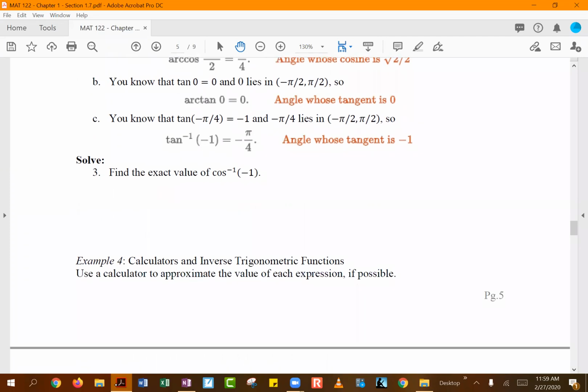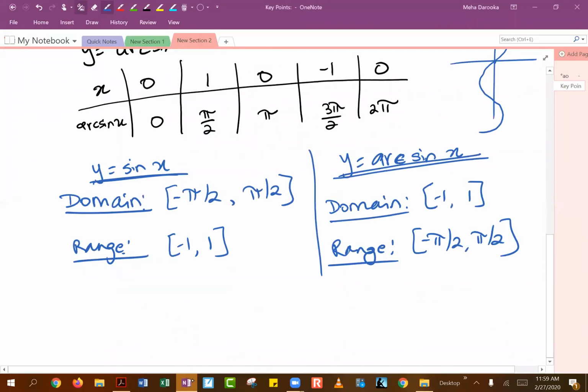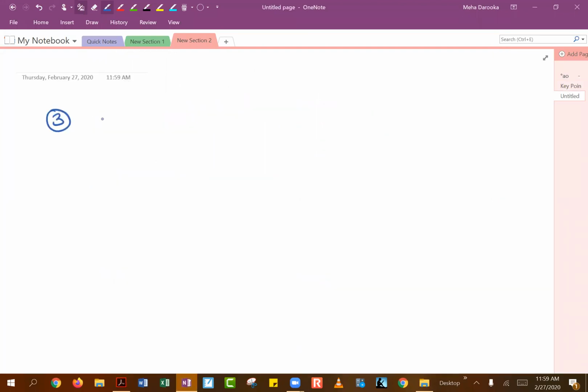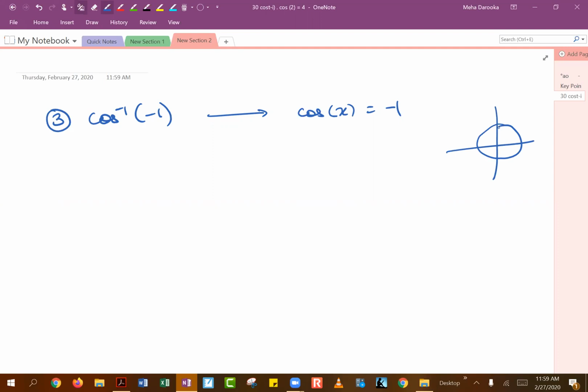All right, so I'll give you guys about a minute. Think about it and tell me what you think the answer for cosine inverse of -1 should be. Problem number 3. Cosine inverse of -1, which means they are asking you at what angle is the cosine function equal to -1. So if it helps again, draw a unit circle to help you out.